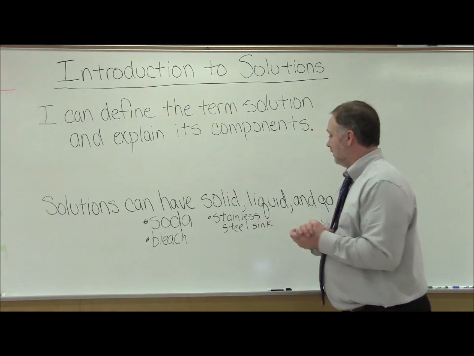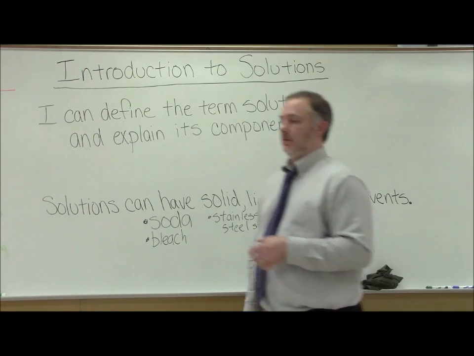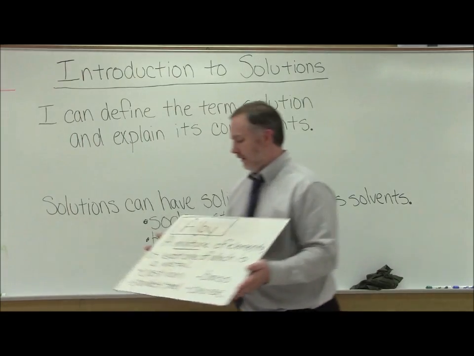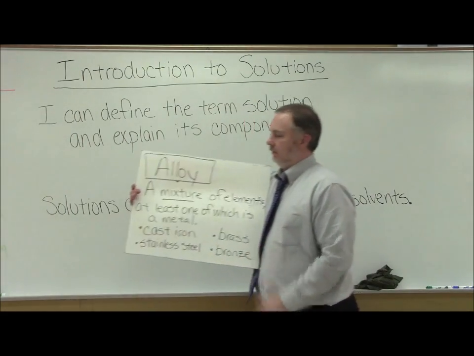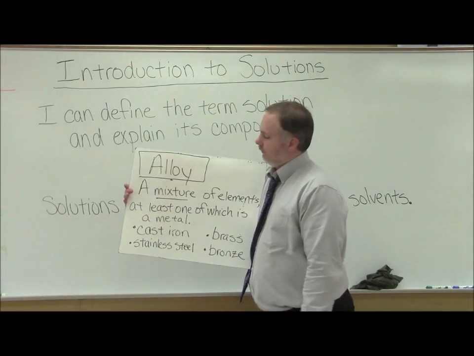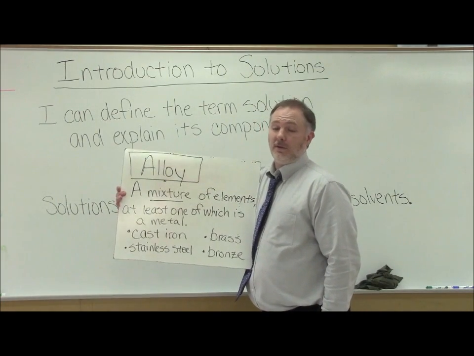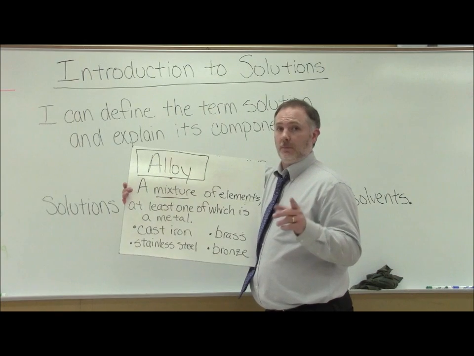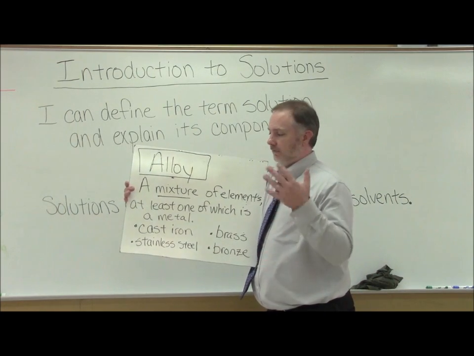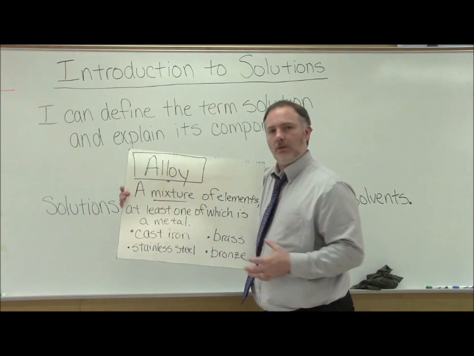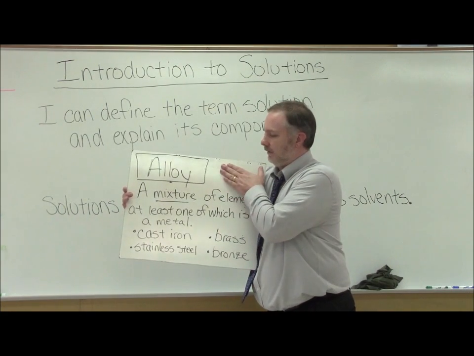I've got another definition for you to write down. Stainless steel is actually what's called an alloy. An alloy is a mixture of elements. The key thing is that at least one of the elements is a metal. Sometimes a couple of metals are mixed together, but you have different metal elements that you mix together, and that's what's called an alloy.